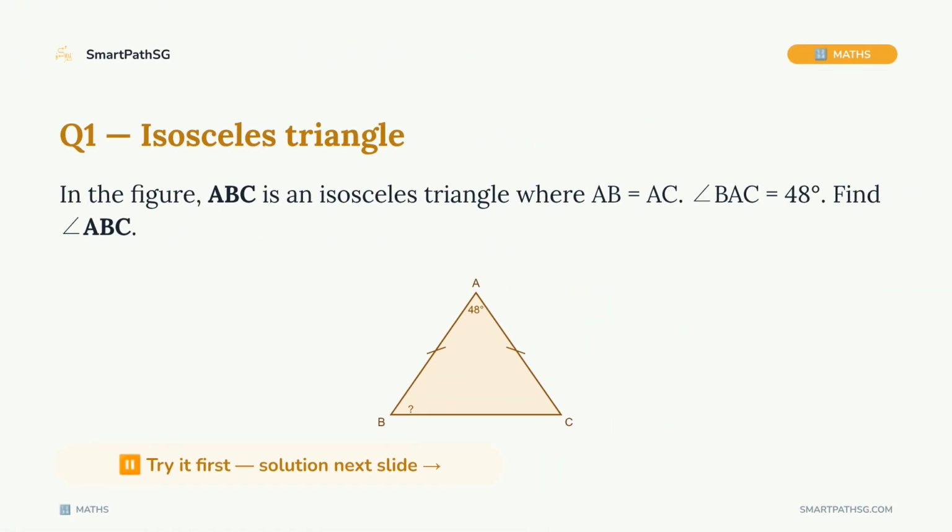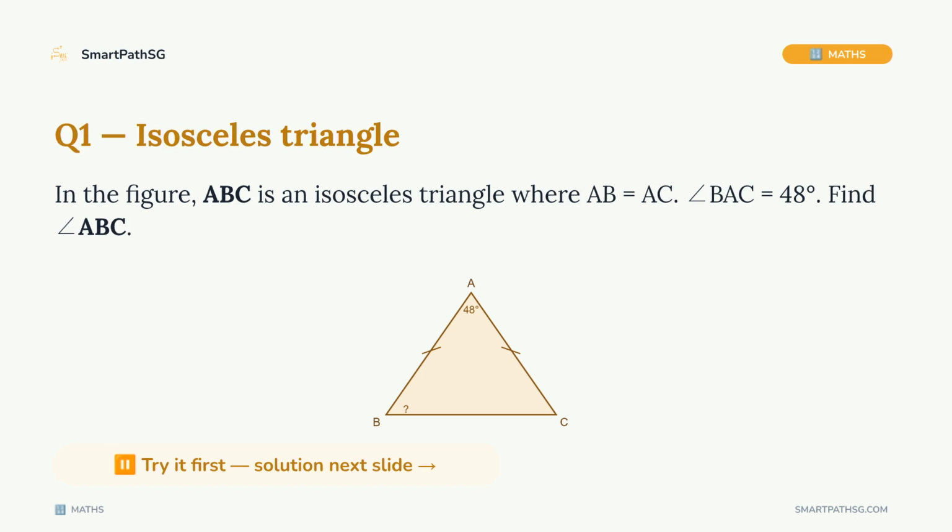Question 1. ABC is an isosceles triangle, where AB is equal to AC, and angle BAC is 48 degrees. Find angle ABC. Try it. Think about which 2 angles are equal.